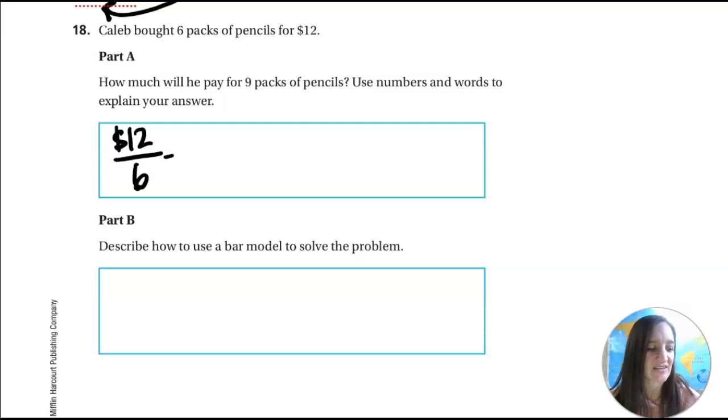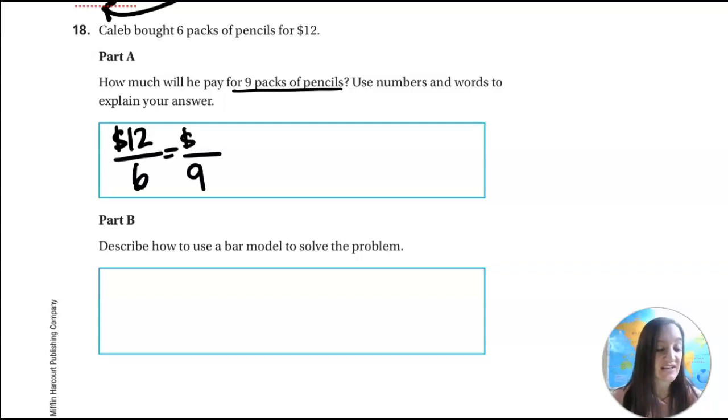$12 for 6 packs. And the question is, how much will he pay for 9 packs? I'm going to put 9 on the bottom because it matches up with my 6 packs. I could get it down to a unit rate, couldn't I? $12 for 6 is the same thing as $2 for 1 pack.